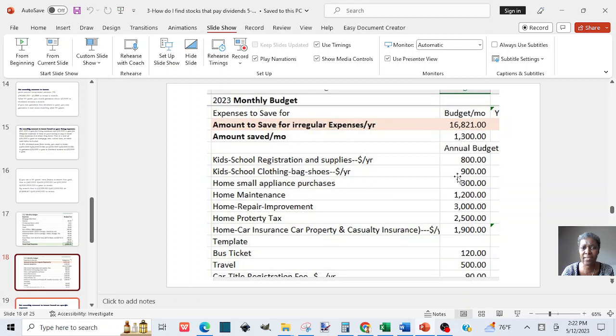So for instance here, $16,000, and these irregular expenses have some flexibility in them, some wants are added to it, like travel, for instance. And so everything totals to $16,000 here, divided by 12 gives $1,300.